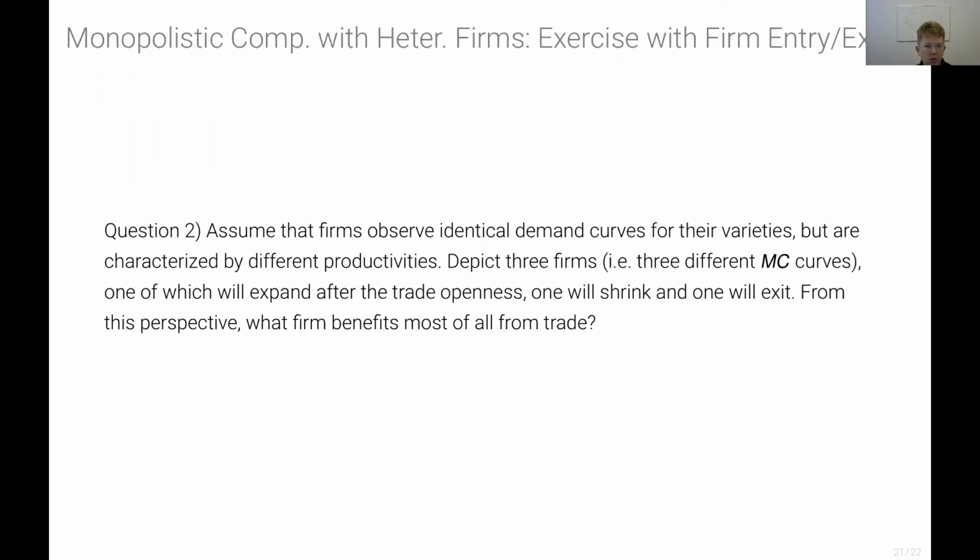Okay, and so in question 2, we're going to assume that firms observe identical demand curves for their varieties, but are characterized by different productivities. Different productivities means that they're going to have different marginal costs. And so we're going to try to depict 3 firms, one of which will expand after trade openness, one of which will shrink, and one of which will exit. And then from this perspective, we want to ask, which of those 3 firms is going to benefit the most from trade?